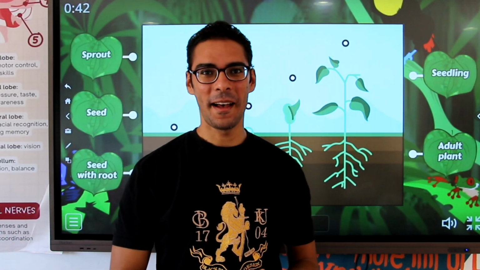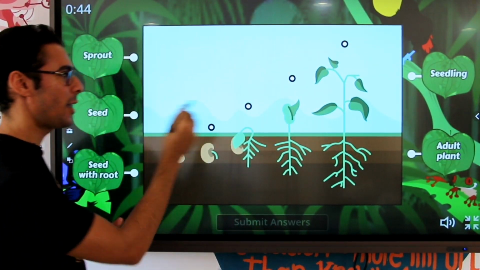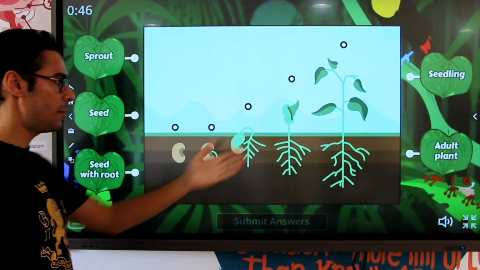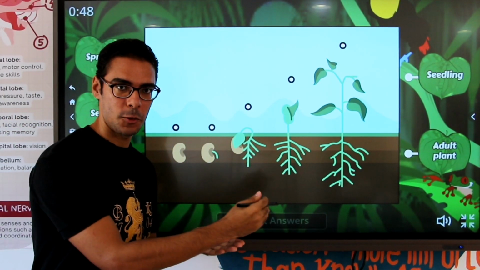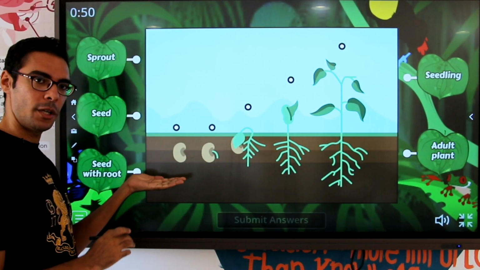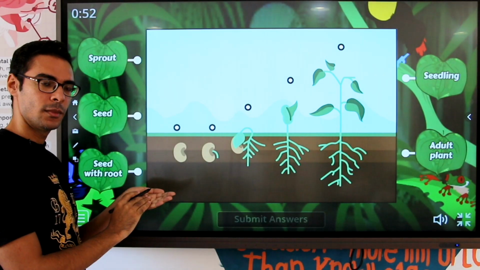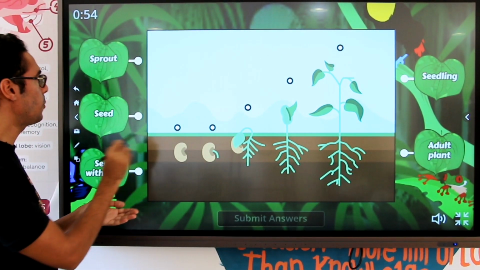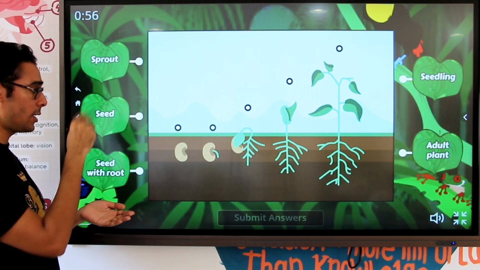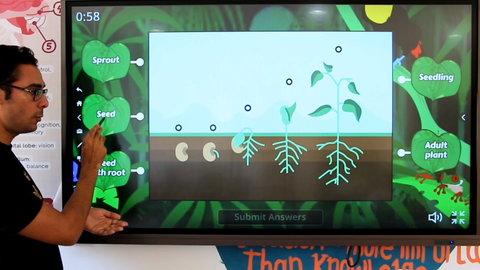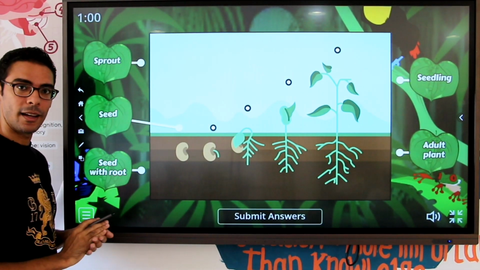See you. And now, with the first challenge we have. I have a game for you to locate and label these names with the correct stage. So, in front of you here, a seed. So, we should match this with the seed. Do you see where is the seed? Yes, this one. We should drag it like that.